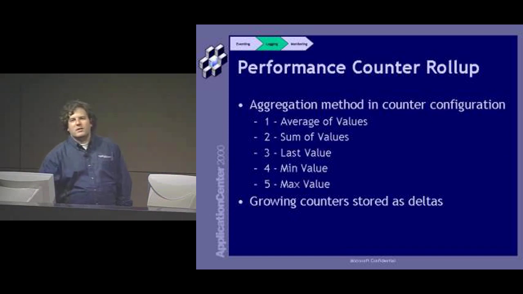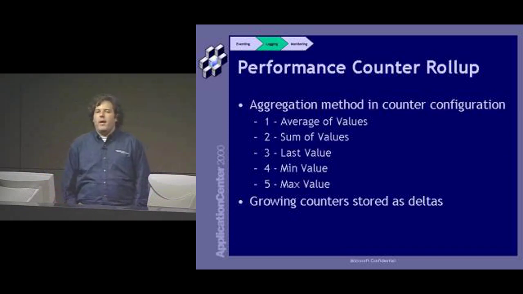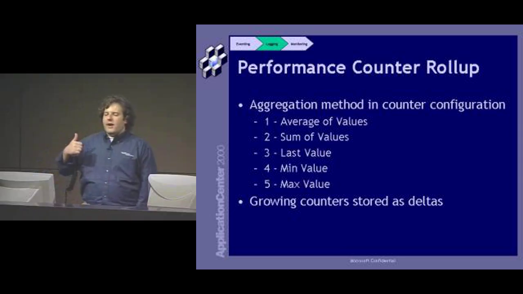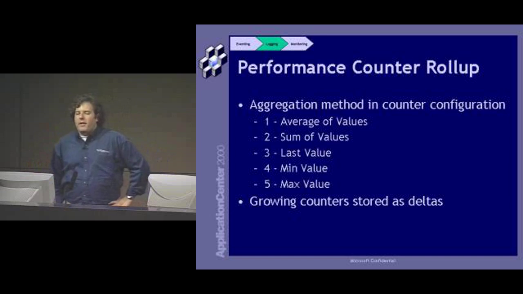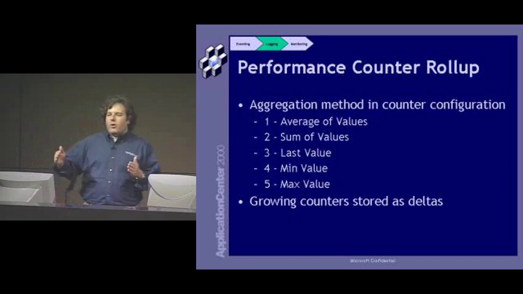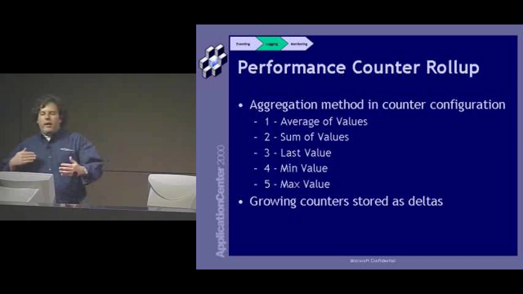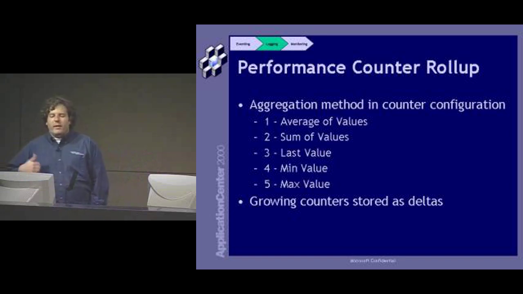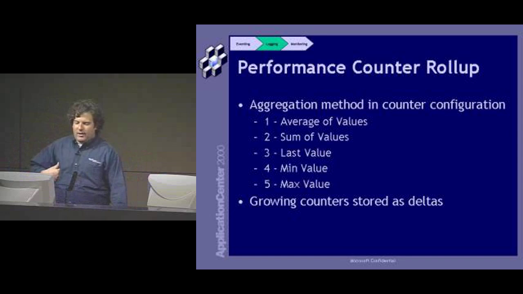So how do we roll up these counters from 10 seconds to a minute? Based upon the counter type specified in that MOF file and stored in WMI, we're either going to take an average of the values, the sum, the last value, and we give you the capability to do min or max. So depending upon the counter type, whether it's something like total requests or current errors or errors per second, you specify what math we should do. And most commonly, it's going to be an average value or the last value seen.